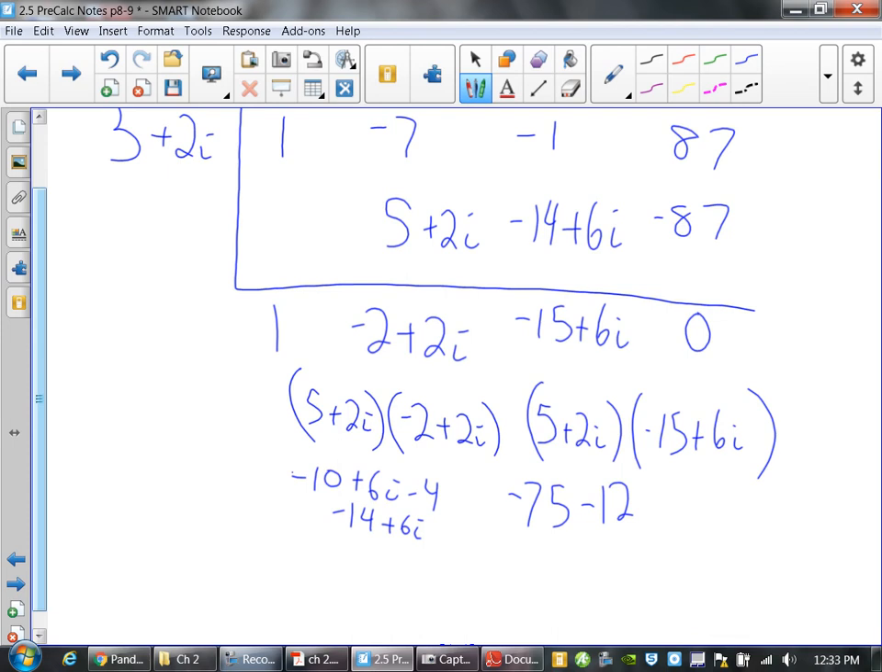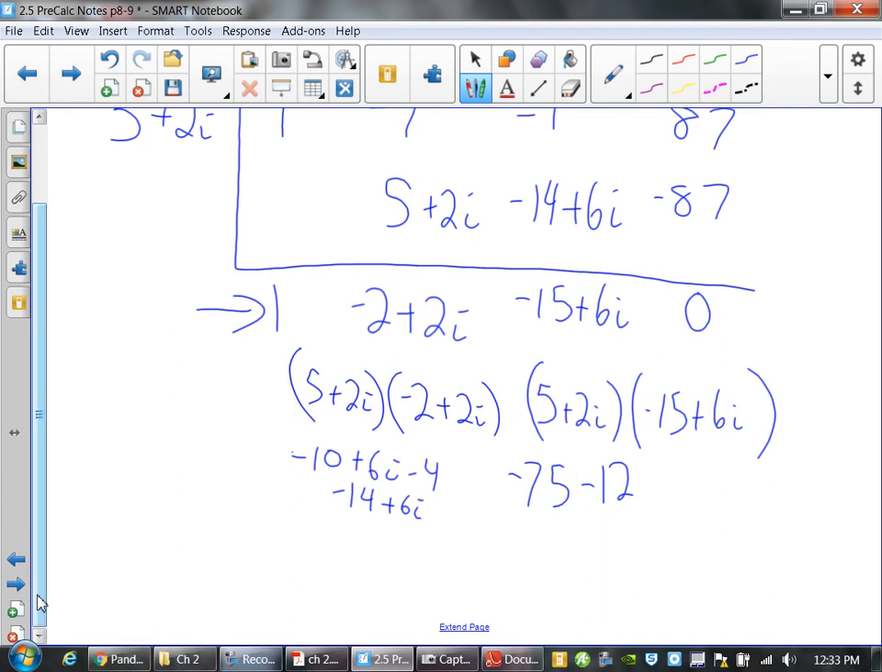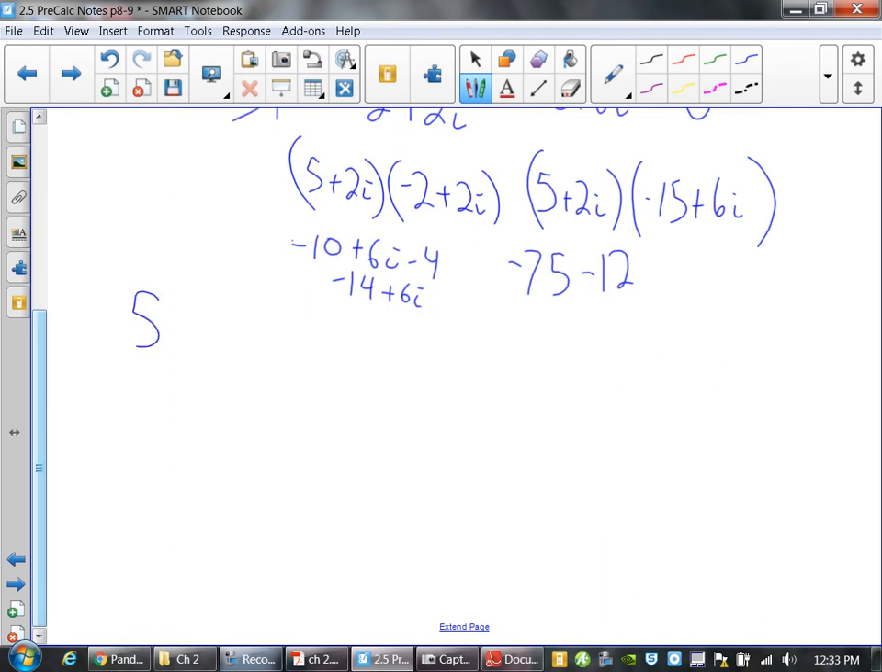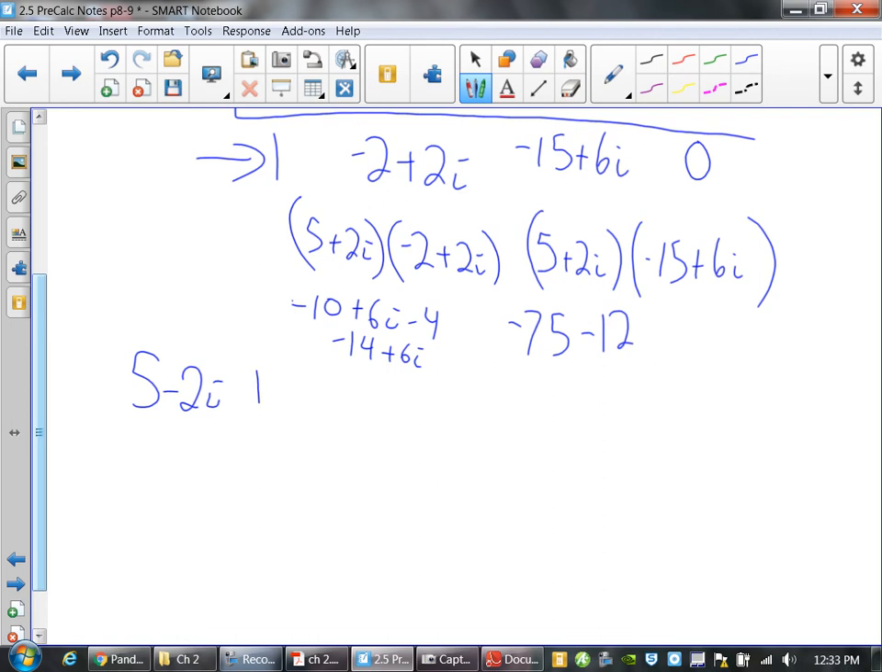I do the same thing with the 5 minus 2i on this part, because what I'm doing is factoring out the other term of the conjugate. It's dropping a degree each time. So we have 5 minus 2i. Then I have to use negative 1, negative 2 plus 2i, and negative 15 plus 6i.